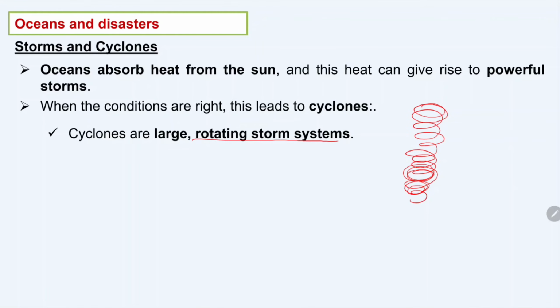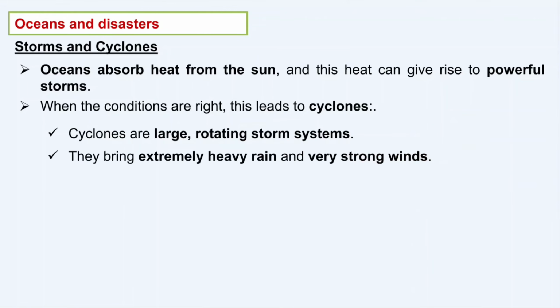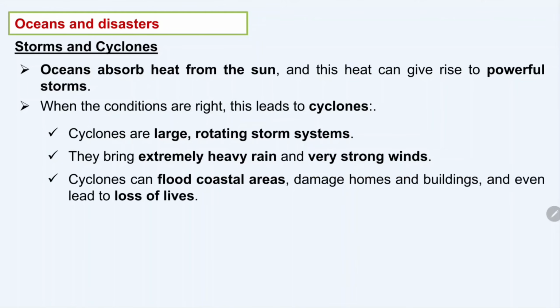They can destroy a complete village, a complete city also, if they are very strong. They bring extremely heavy rains and very strong winds. And cyclones can flood coastal areas, damage homes and buildings, and even lead to loss of lives.